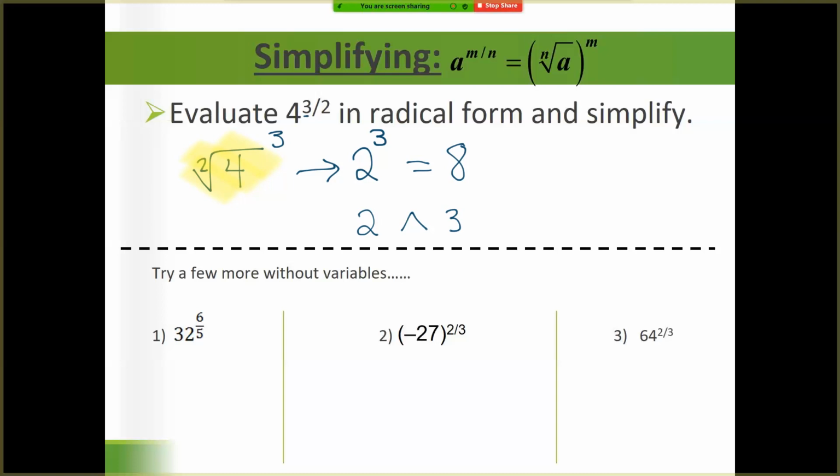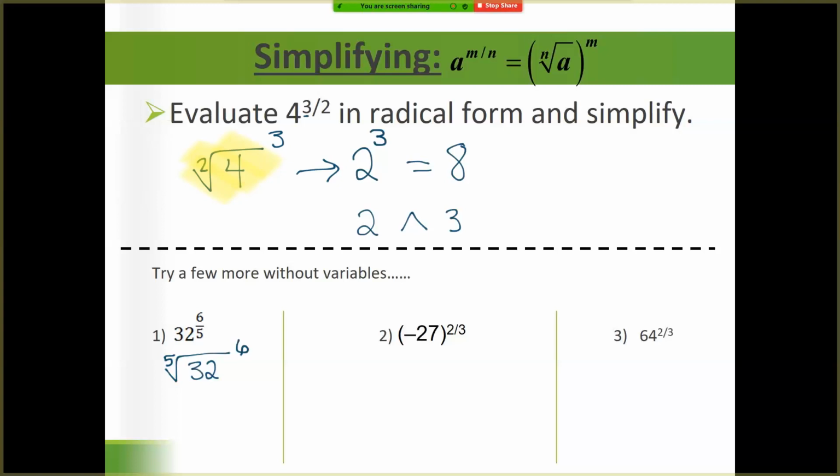Let's try a few more at the bottom. So step 1, we want to rewrite 32 to the 6/5 as the 5th root of 32 to the 6th power. I promise on all of your test questions that ask you to do this, I'm going to give you 1 point for that initial step, showing me what you're doing first. So first step, rewrite it in radical form.